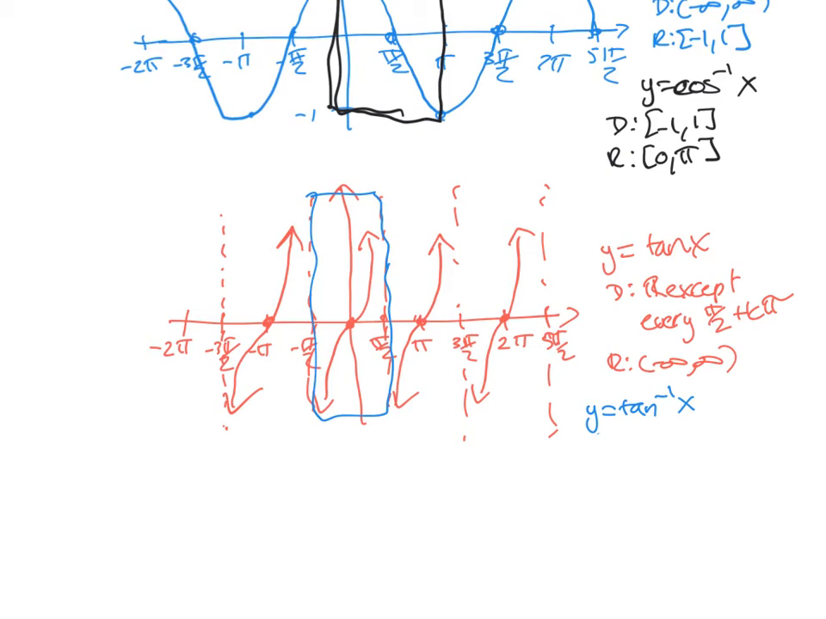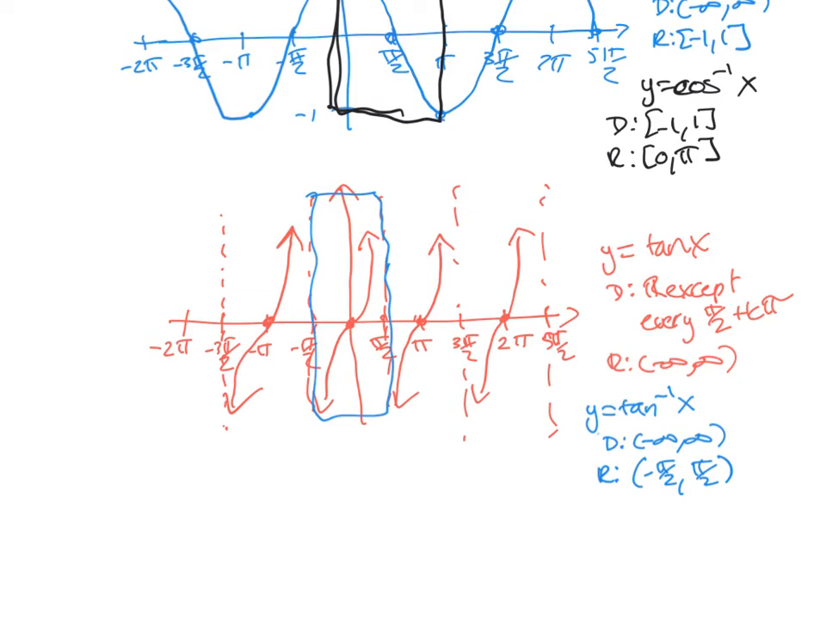Remember, the domain of the inverse is the ratios, so the domain in this case is everything. I can input anything into inverse tan. It's the range that is going to be the new restricted domain of the regular tangent function. So it's going to be negative pi over 2 to pi over 2. And notice I have parentheses here because it doesn't include negative pi over 2 or pi over 2, because that's where tangent is actually undefined. So you would never give that as an answer.